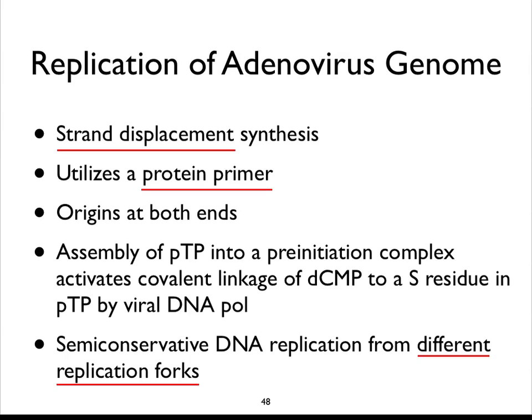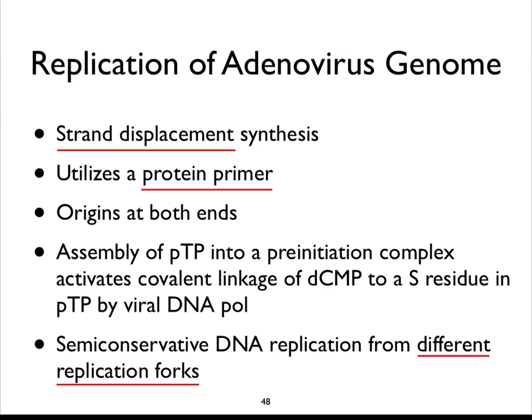Assembly of pre-terminal protein into a pre-initiation complex activates covalent linkage of a deoxycytidine monophosphate to a serine residue in this protein using viral DNA polymerase. Long sentence. What does it mean? It means that there's a protein at the end of the molecule that serves as a guide. It needs to be made after virus infection.